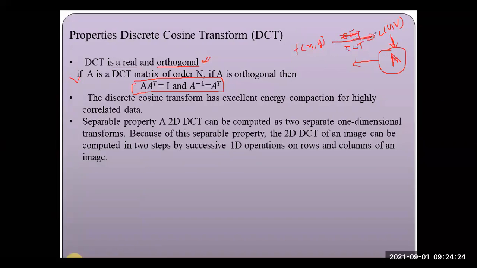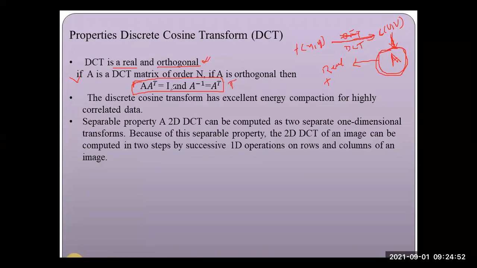Whenever I perform discrete cosine transformation, whatever image I get, I will represent in a matrix A format. Now this matrix, first of all, should be real. All the elements of this matrix will be real. Second point, this matrix should be orthogonal in nature. If it is orthogonal, then this property should be true.